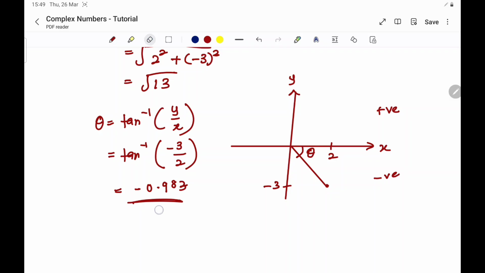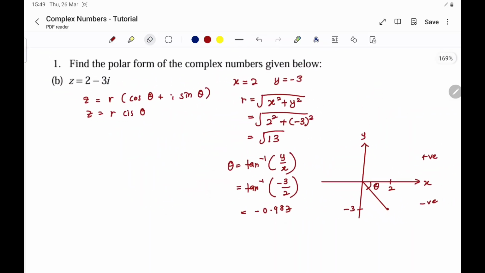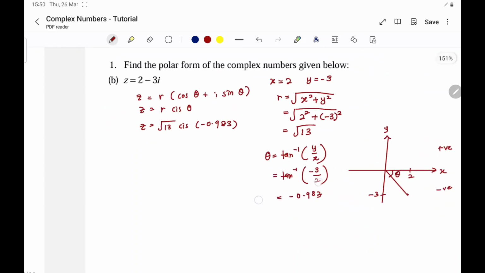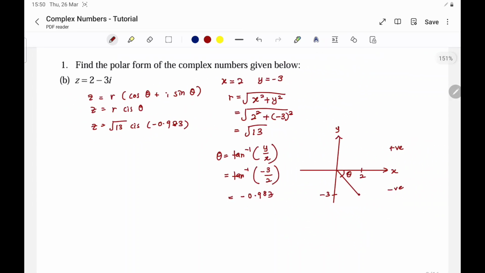So you have got all of it, then you just fill in. z is equal to r, which is square root 13, and then cis theta, which is negative 0.983. That's it for this question. We proceed to the next question.